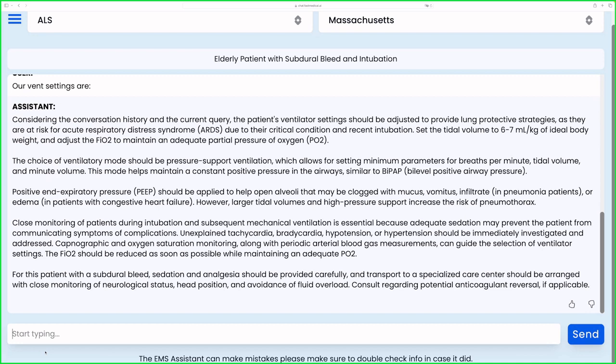Yeah. There you go. All right, so what do we got? Considering the conversation history and the current query, the patient's ventilatory settings should be adjusted to provide lung protective strategies. I like that, as they are at risk of acute respiratory distress syndrome due to the critical condition and recent intubation. Set the tidal volume to 6 to 7 milliliters per kilogram of ideal body weight and adjust the FiO2 to maintain adequate partial pressure of oxygen.